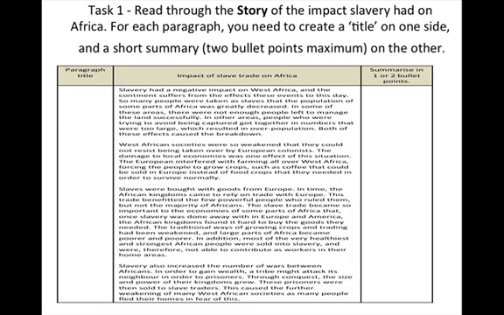So, a high literacy content in this particular lesson. Read the story of the impact of slavery on Africa. As students read each paragraph, I want the point of each paragraph summarized on the left, and then the content summarized in one or two bullet points on the right.